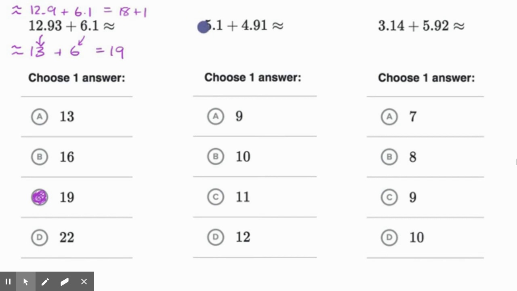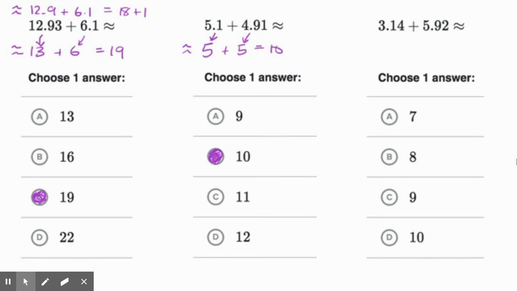Well, the way I would do it is actually very similar to the way we just did the last one. Well, 5.1 is approximately equal to 5, and 4.91 is also approximately equal to 5. I rounded to the nearest whole number in either case, and so that would be equal to 10. And once again, it makes sense because we rounded down here and we rounded up here. We rounded down to go from 5.1 to 5, and we rounded up to go from 4.91 to 5. If you're rounding down in both cases or rounding up in both cases, your estimate might get a little bit further from your actual answer. So you might want to be a little bit careful.